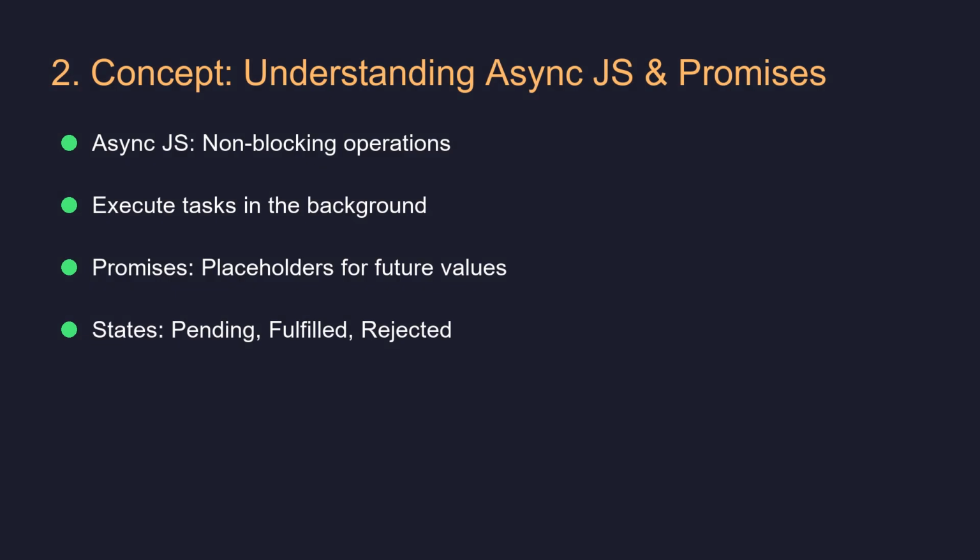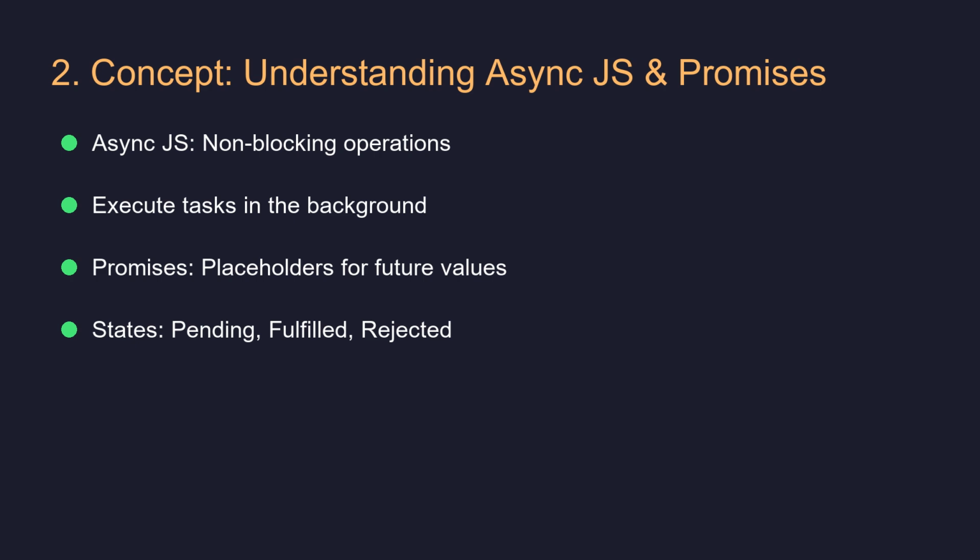So, what's asynchronous JavaScript? Simply put, it allows your program to start a long-running task, like fetching data from a server, and continue executing other code without waiting for that task to complete. Think of it like ordering food. You place the order, and while you wait, you can do other things. You don't just stare at the chef. This is crucial for responsive web apps.